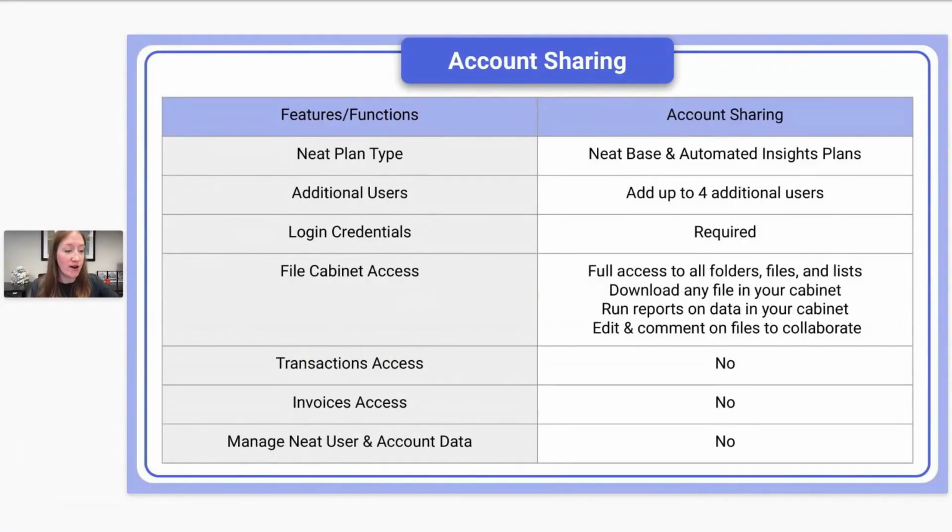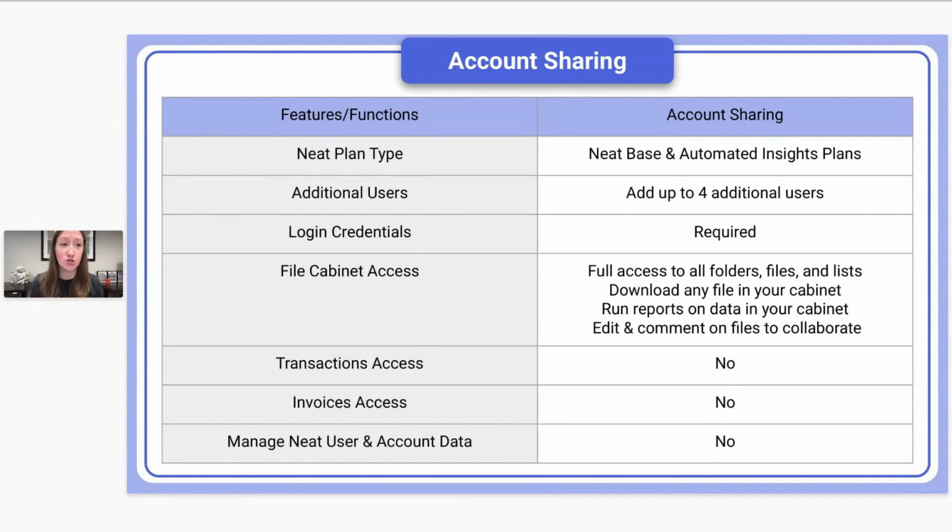So account sharing allows you to share your entire file cabinet with someone. You can add up to 4 additional users to your account using this method. So the Neat Base plan and the Neat Plus Automated Insights plan and the VIP plans include those 4 additional users at no additional cost. So if you're on one of those plans, you have users you can add to your account.